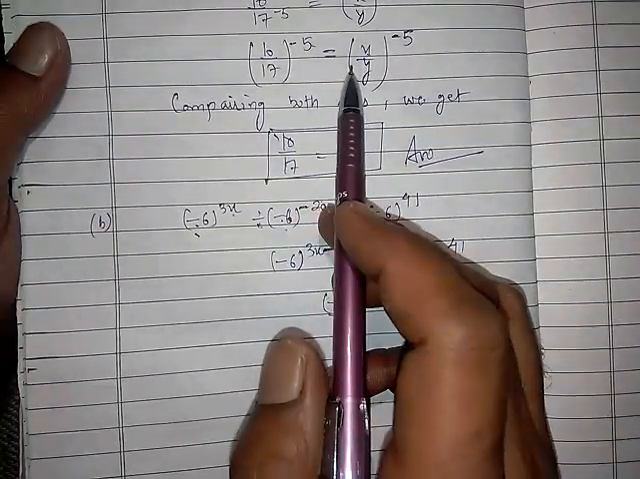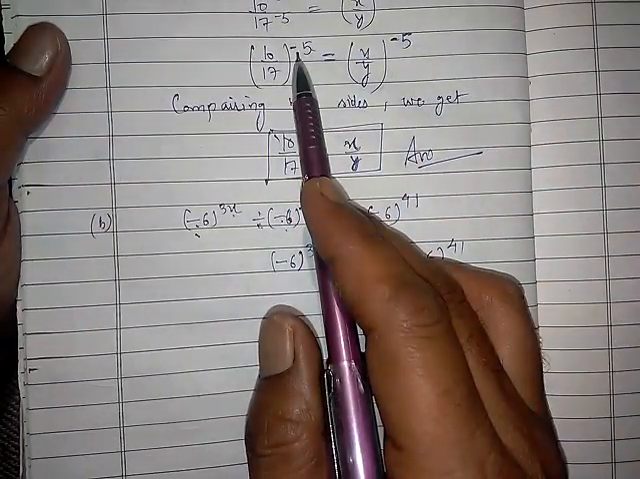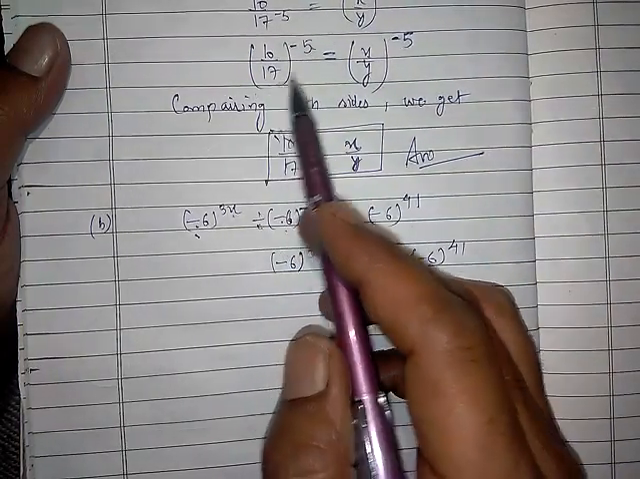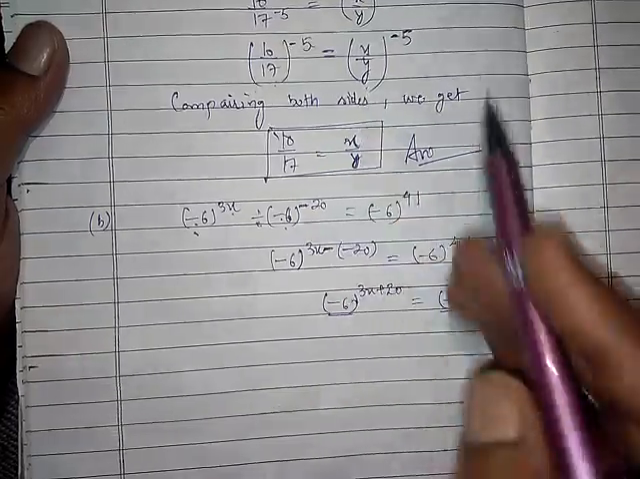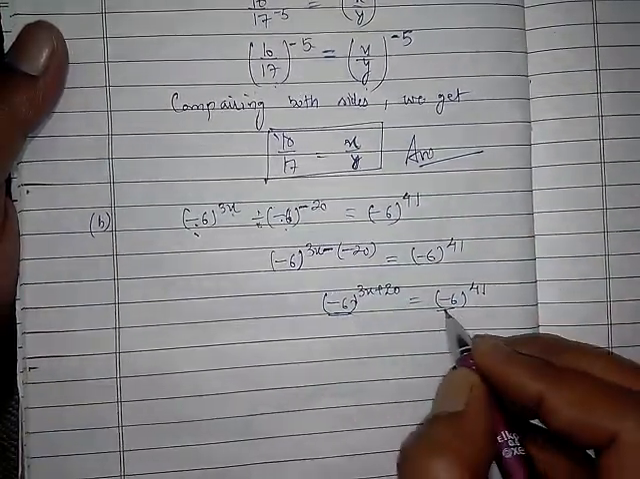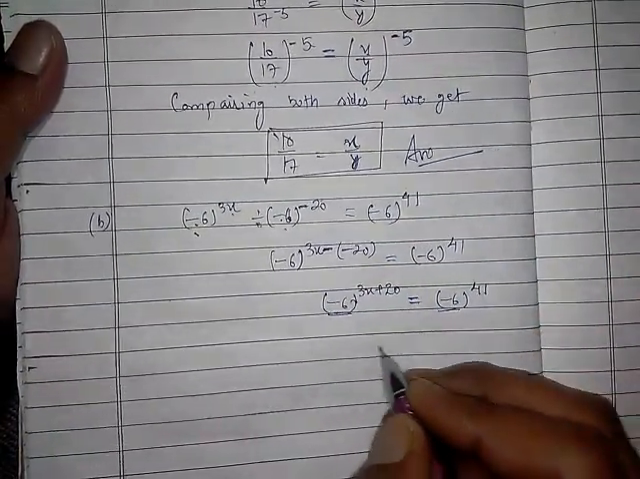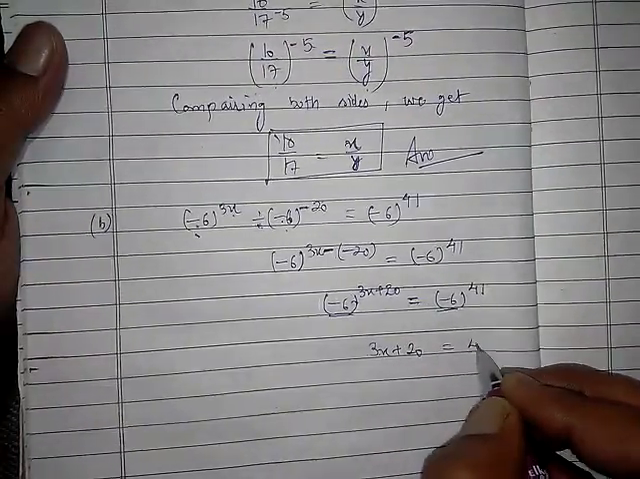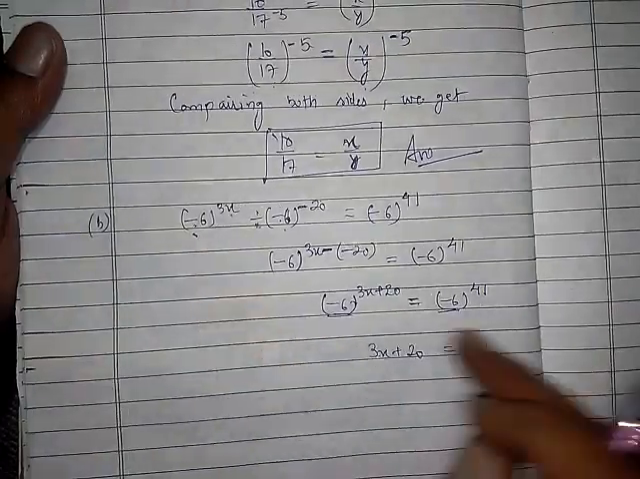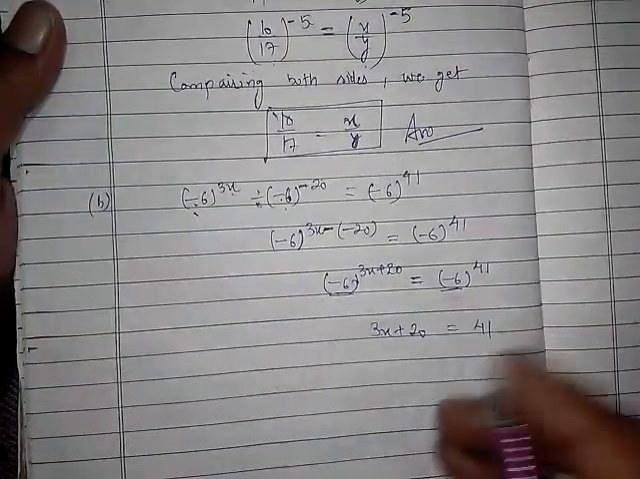In the last question you can see here powers were same. What we said, it means if the value is same, then bases should also be same. Now in this part bases are same, value is equal, it means power should be same. So 3x plus 20 should be equal to 41. Comparing on both side you can write down here.